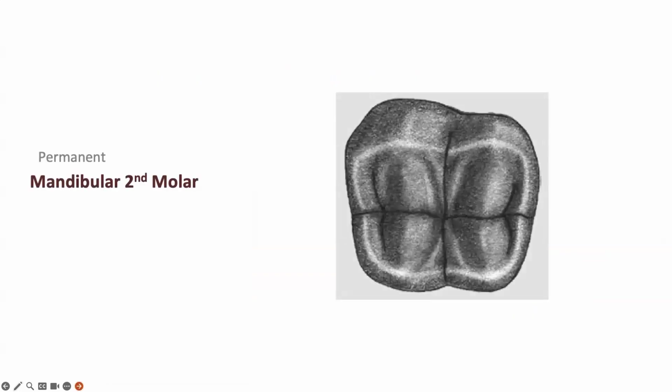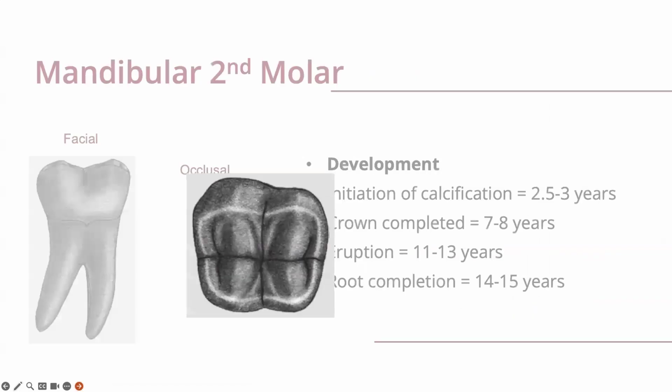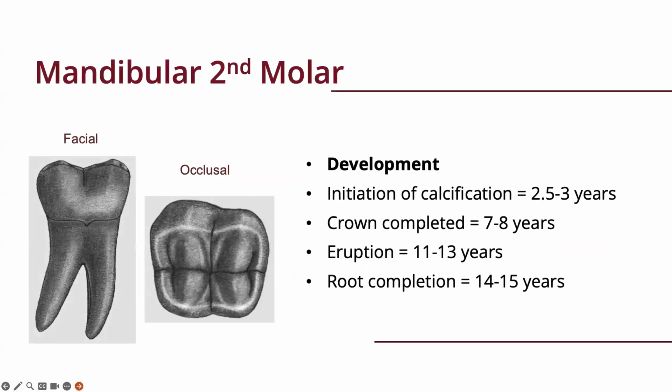Now we will look at the permanent mandibular second molar in more detail. The permanent mandibular second molar begins its development with the initiation of calcification at the ages of 2.5 to 3 years. The crown will complete its formation between the ages of 7 and 8. It will erupt into the mouth between the ages of 11 and 13 years, typically at 12 years. The root will complete its formation between the ages of 14 and 15 years.